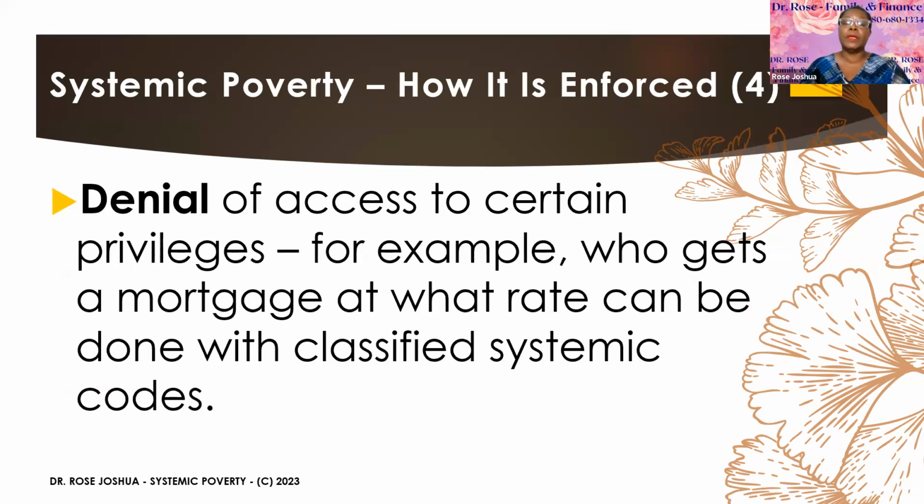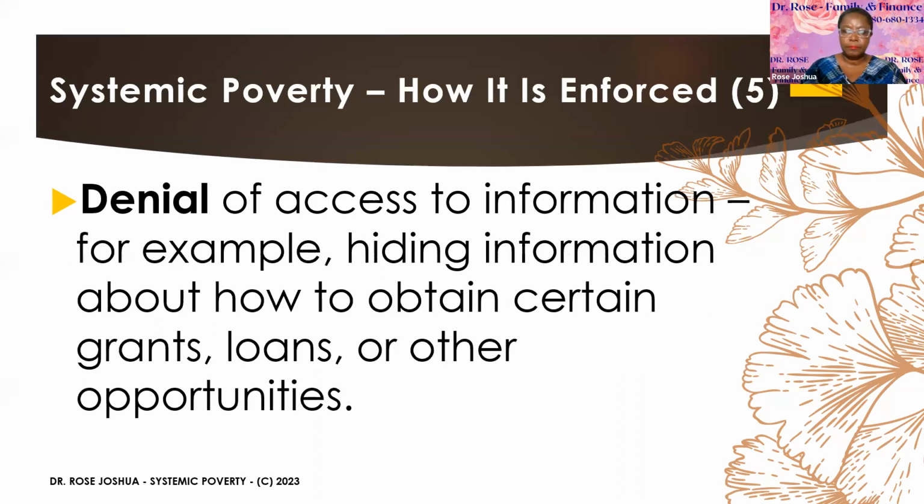Okay, so systemic poverty is also enforced by deliberate denial of certain privileges to certain people. So depending on who you are, and maybe different qualifications, known or unknown, you may or may not get certain privileges like maybe business loans, mortgages, stuff like that. Denial of access to information. So some people may have information hidden from them so that they cannot move forward.